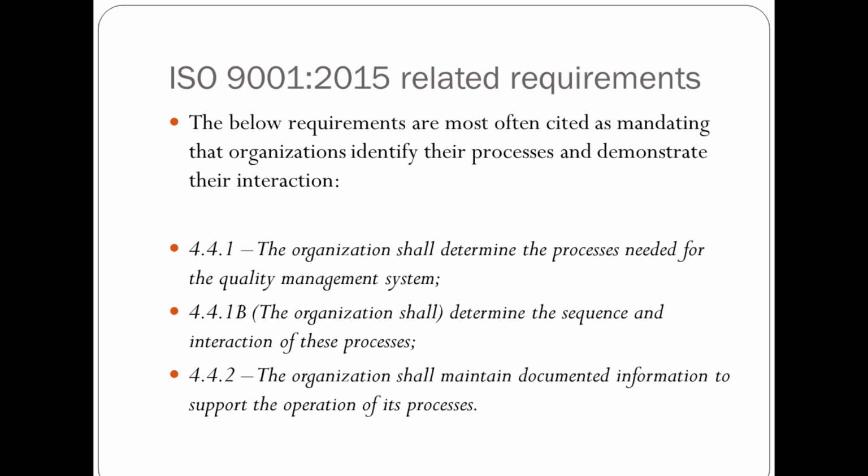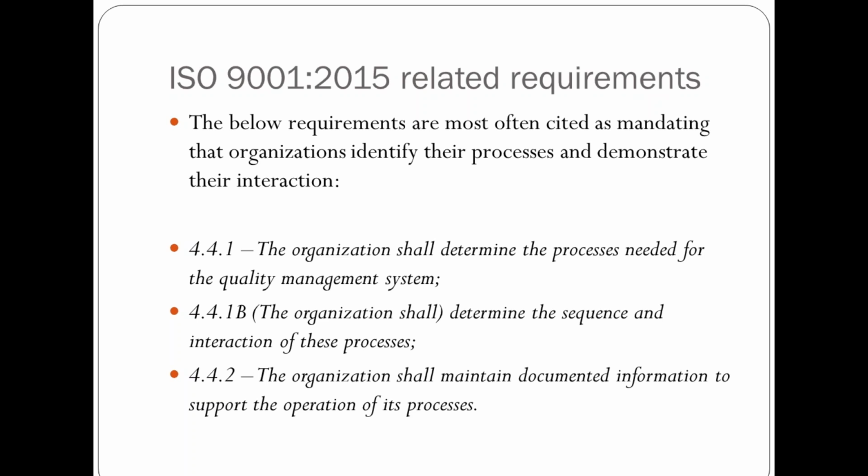Now in ISO 9001-2015, this requirement changed just a bit. It still says in 4.4.1 that you need to determine the processes needed for the quality management system. In 4.4.1b, we still have this requirement that you need to determine the sequence and interaction of your processes, but of course ISO 9001-2015 has eliminated the requirement for a quality manual.